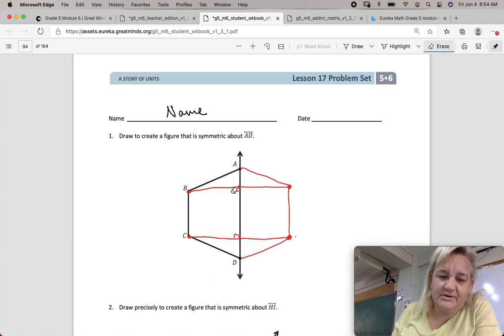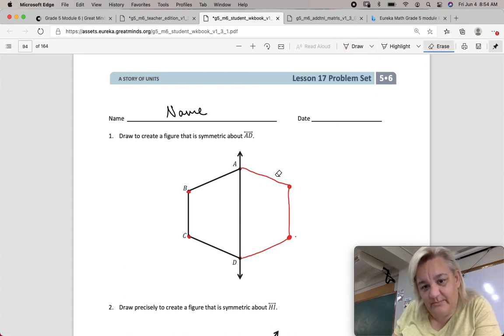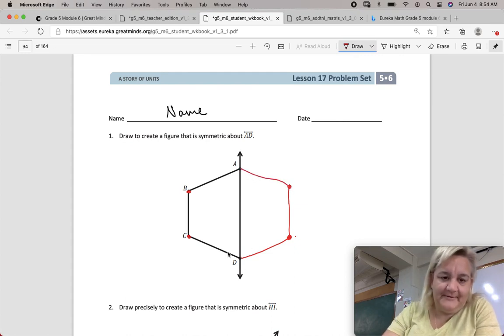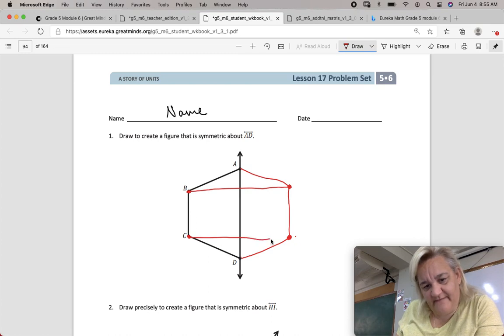And now I have a perfect figure. If I want to show that, I could just erase those lines, and there's my line of symmetry. Now, I didn't use a ruler because I'm writing on the board. However, yours should be perfect. You see how I did that? I used perpendicular lines to help me draw that figure.